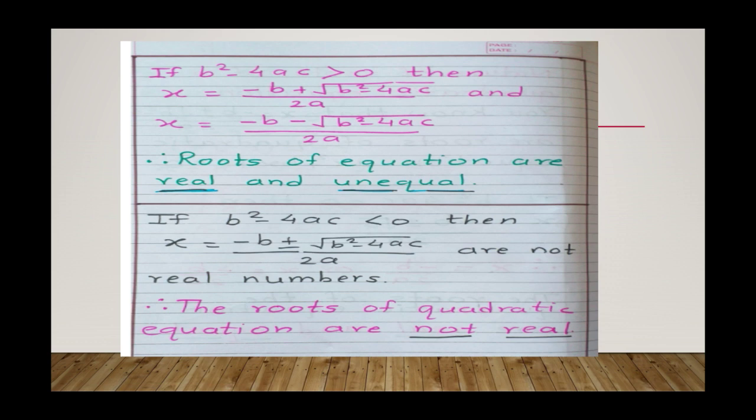If b square minus 4ac is less than 0, meaning a negative number, then x is equal to minus b plus or minus under root b square minus 4ac upon 2a are not real numbers. Therefore, the roots of the quadratic equation are not real.